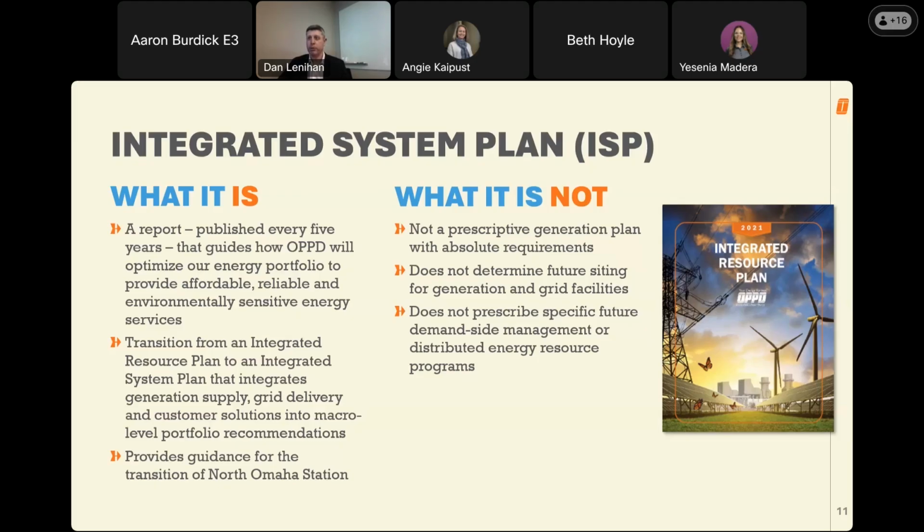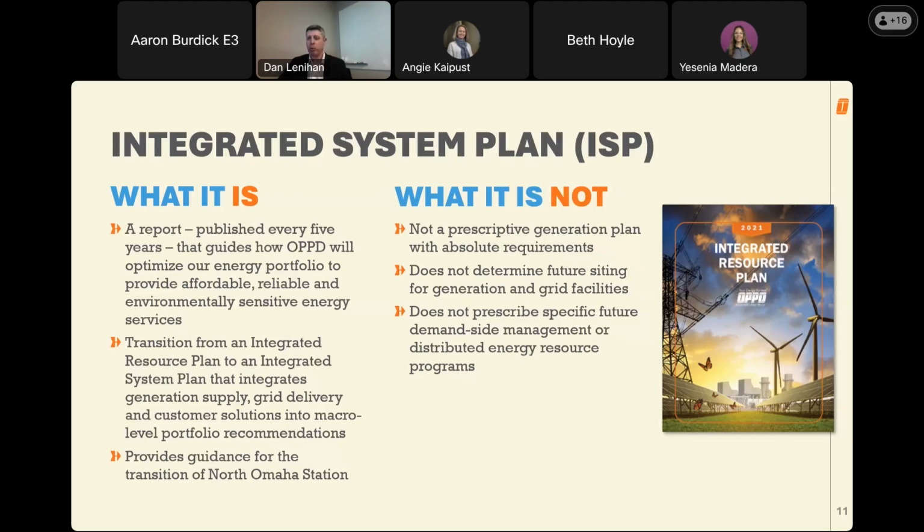I also just want to take a quick moment to clarify what this ISP is not intended to produce, which are those micro level details for things such as prescriptive generation plans with absolute requirements. This is not going to tell us future siting for generation or grid facilities, nor is it going to provide prescriptions for demand side management and distributed energy resource programs. Those type of details will come, but they will come after the macro level ISP recommendations are made by the end of this year. However, there's going to be one exception to that.